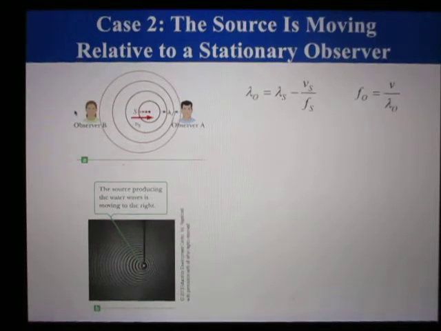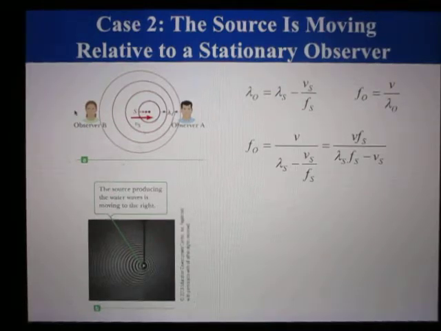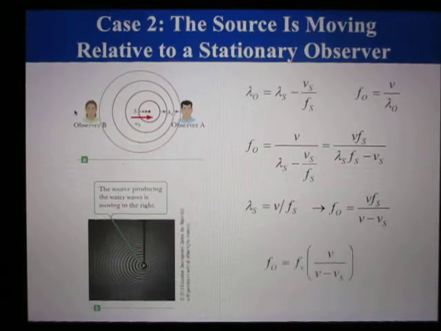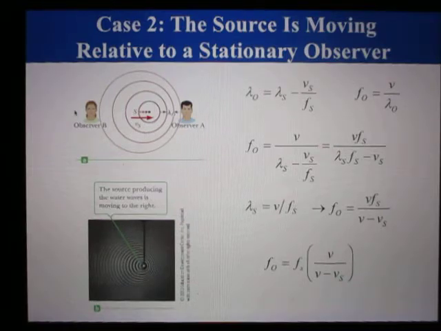Let's do some substitutions, starting with lambda sub O. We can write lambda sub s as shown and substitute. Rewriting, we get f sub O equals f sub s times v over v minus v sub s. As we expected, the observed frequency increases when the source is moving toward the observer. When the source is moving away from an observer at rest, we replace the minus sign in the denominator with a plus.